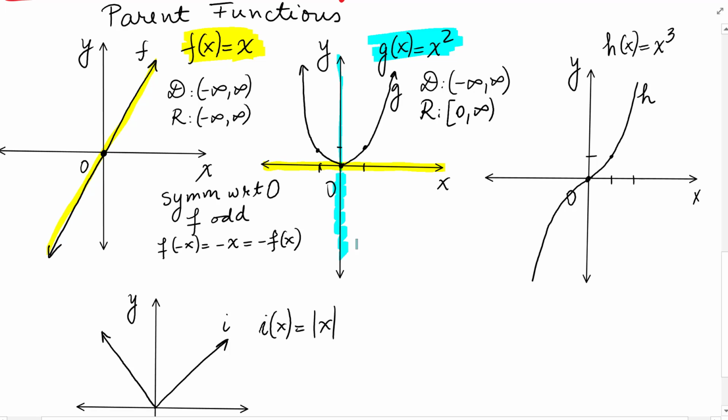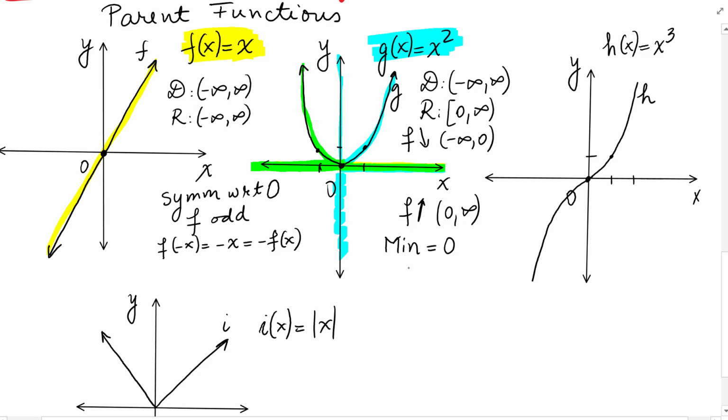There is nothing here. I can also say that the function is decreasing, right? That curve is going down on which interval? On this interval, which is from -infinity to 0. And the function is increasing, so it's going upwards, on which interval? On 0 to infinity. I can also say that there is a minimum value, all the way down, of 0, attained at x equals 0.